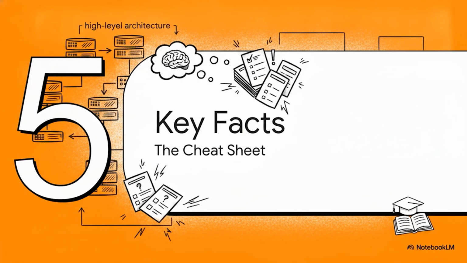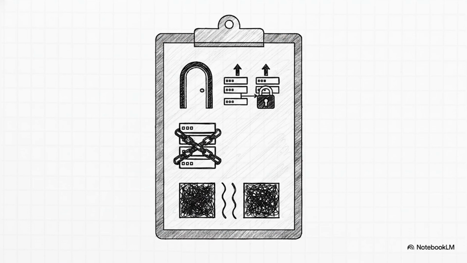Section 5. Key facts to memorize. The cheat sheet. Let's distill everything down into a rapid-fire mental flashcard summary before test day. Okay, here are your absolute non-negotiable facts. Fact 1. Port 2007 must be open for the image service to function. Fact 2. To even use these image management features, both your Prism Central and your AOS clusters have got to be running version 5.8 or later.